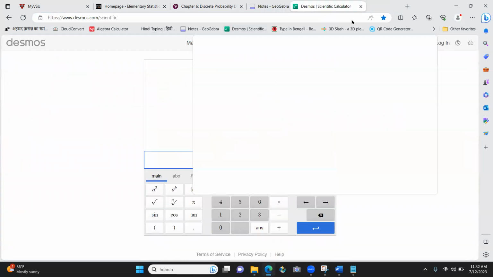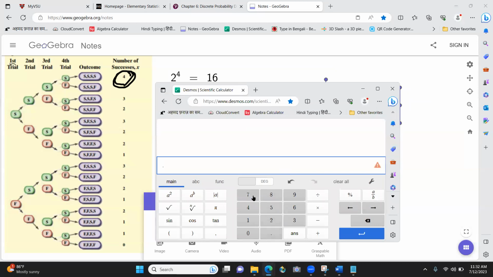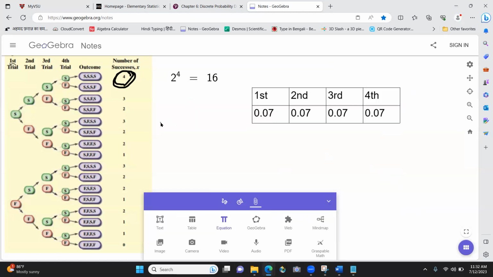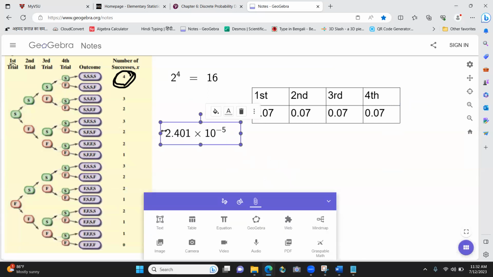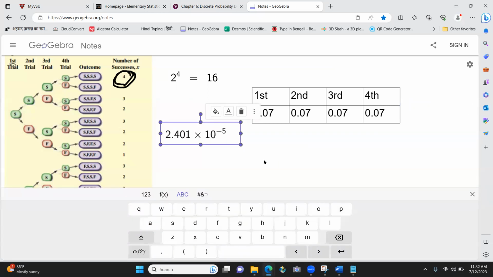So instead of writing 0.07 times 0.07, I'm just going to say 0.07 raised to the power 4. And it's going to be a tiny number. Okay. And I'm going to be fine. I'm going to just leave it like that. Okay. That's the probability. So we'll do 1. What's the probability of all 4?